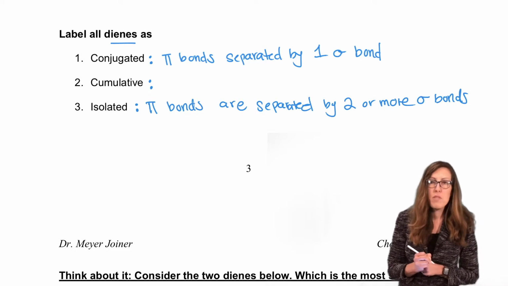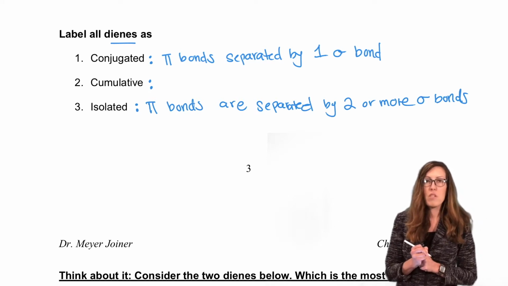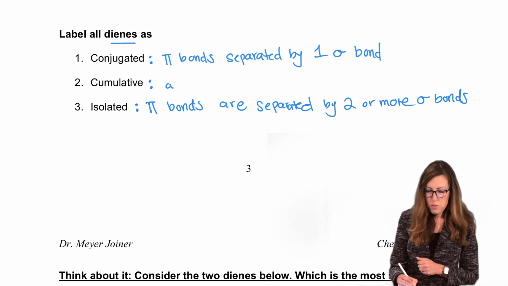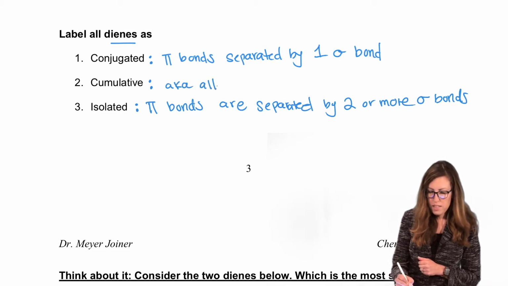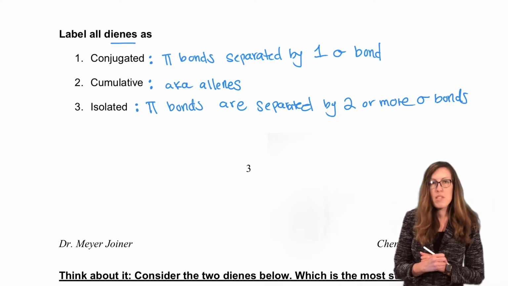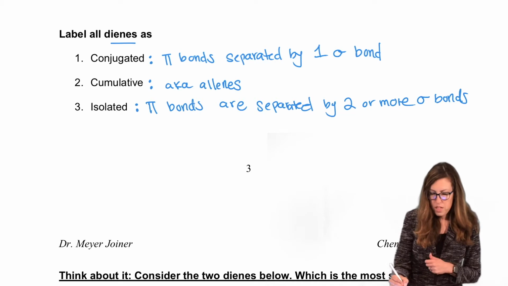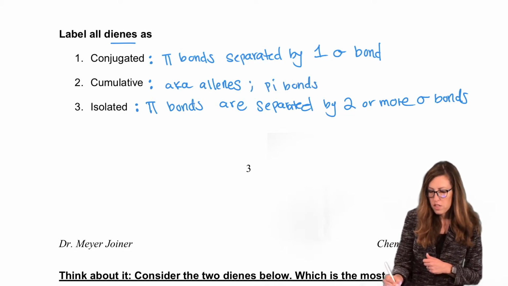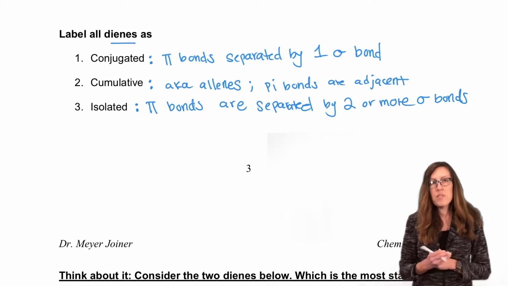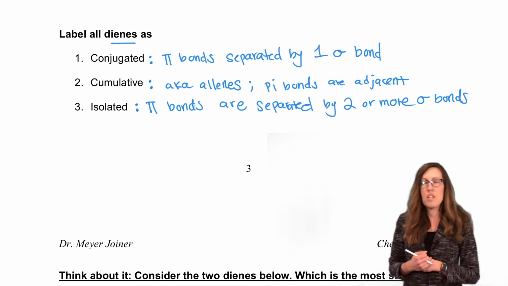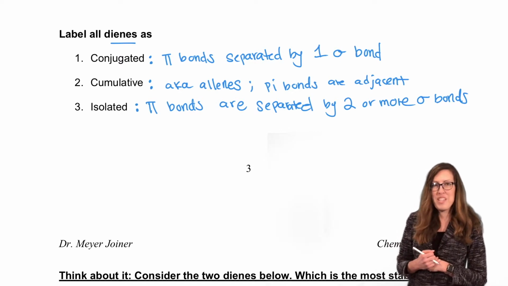Lastly, if you draw the isomers correctly, you're going to have some that are referred to as cumulative, which we've referred to as allenes in the past, if you took Organic 1 with me. That means the pi bonds are actually connected with no sigma bond separating them. The pi bonds are adjacent. Okay, so hopefully that gives you enough momentum to get you started on that problem if you haven't done it already.